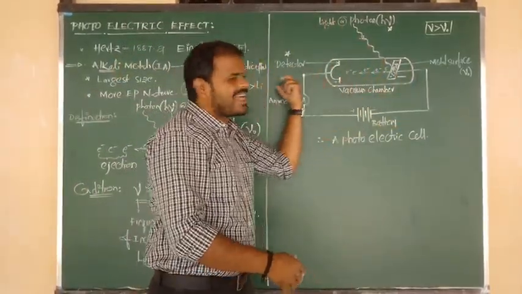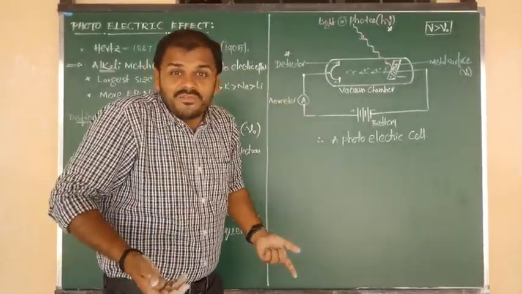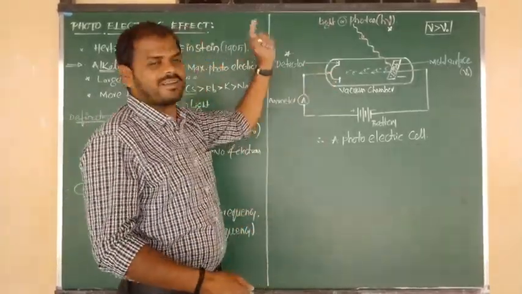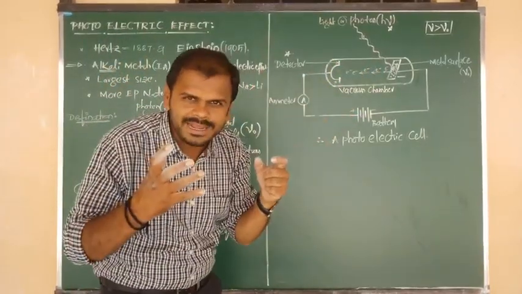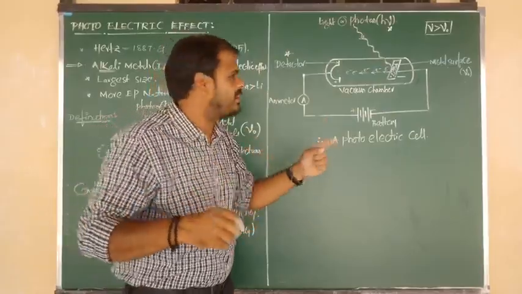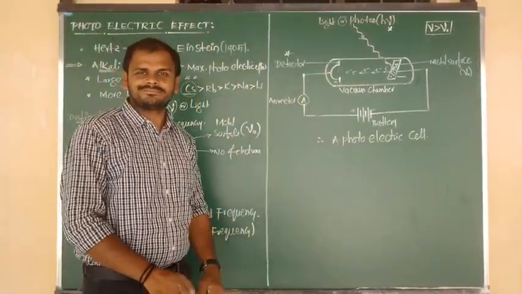So how many electrons are releasing? What is the flow of electrons? What is the kinetic energy of the electron? Everything we are detecting by what? Detector. Nothing but such flow of electrons that will indicate the electricity or current. That current we can measure by using ammeter reading.